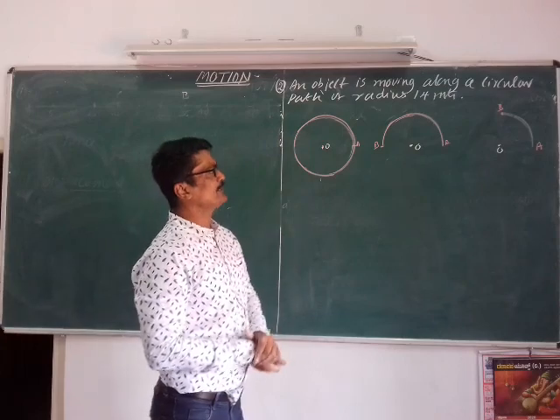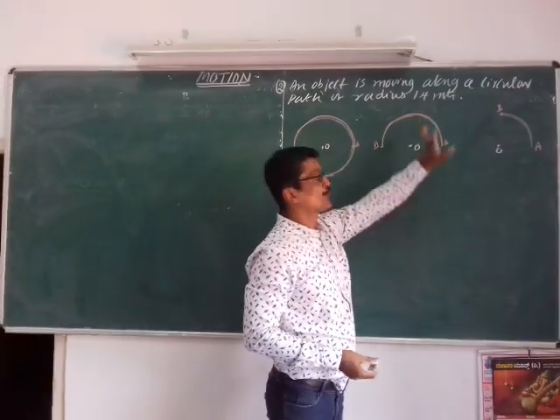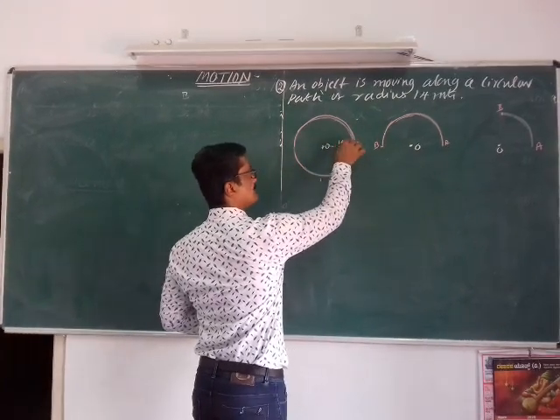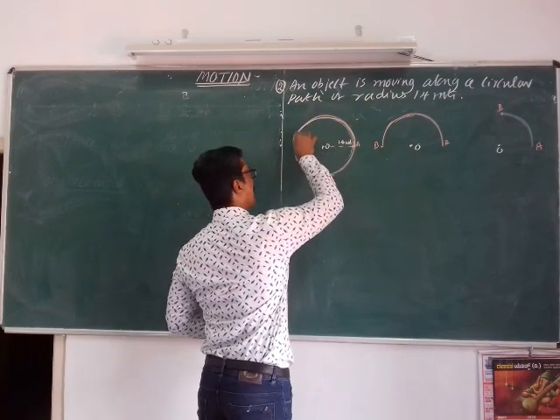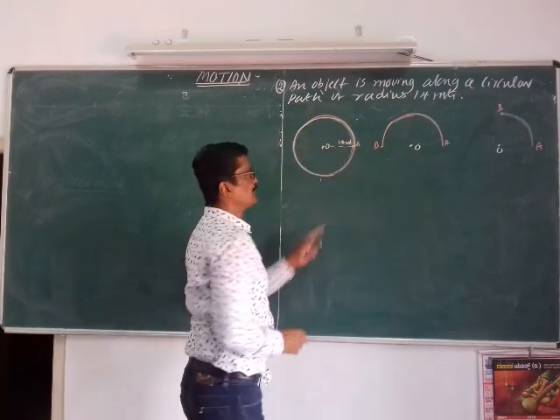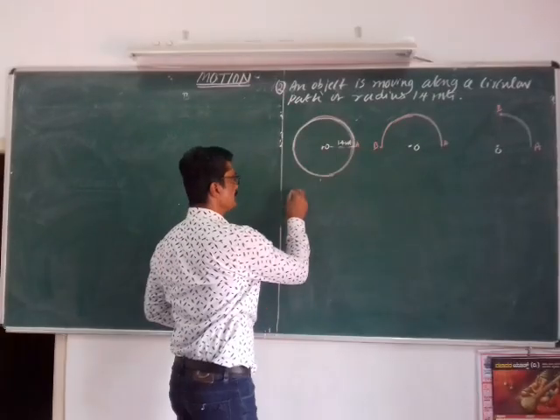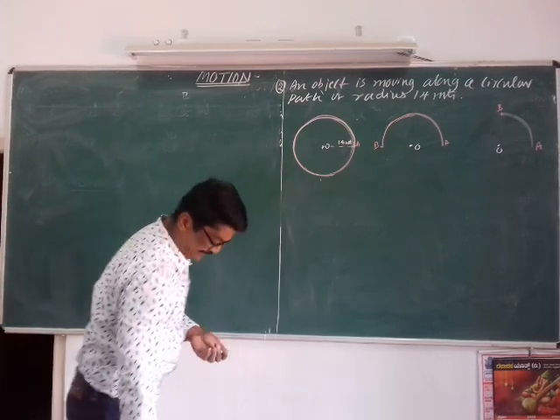An object is moving along a circular path of radius 14 meters. Here, you have to calculate the distance and displacement.